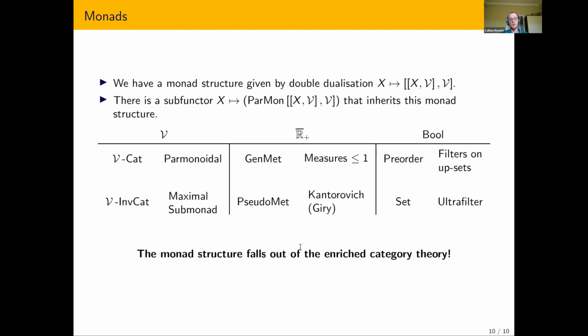So the punchline here is that this monad structure and this structure of Earth mover's distance just falls out in some way from the enriched category theory.